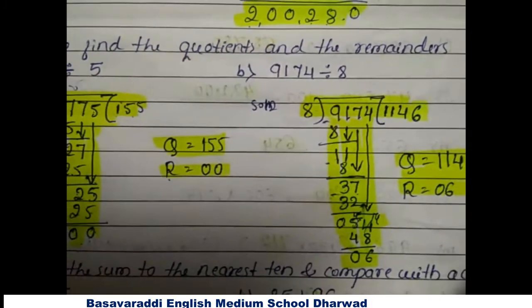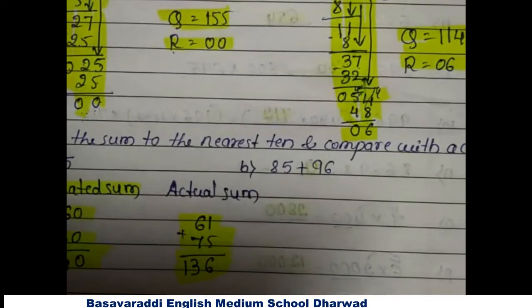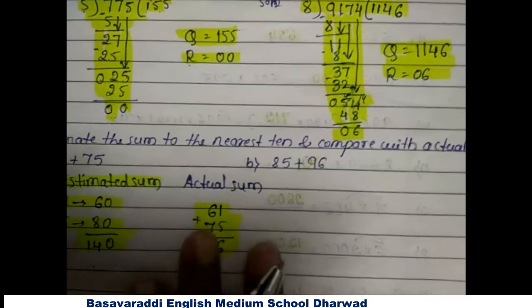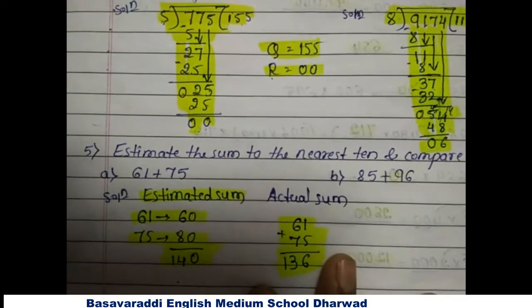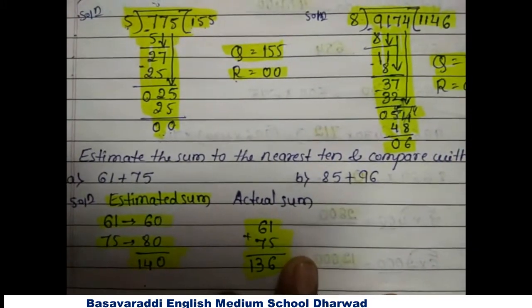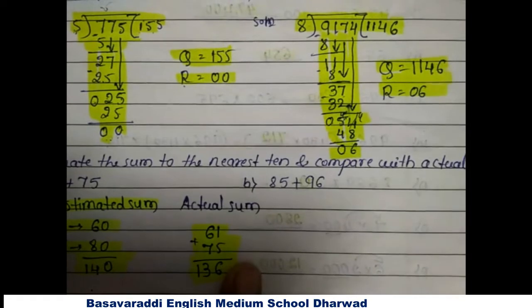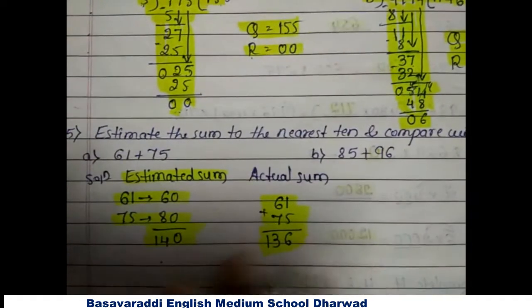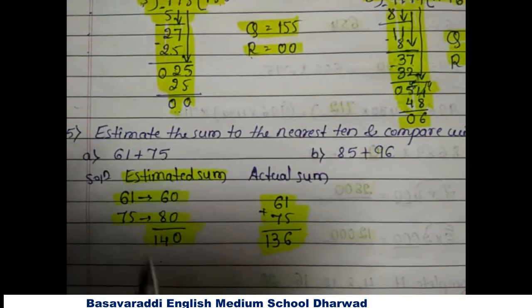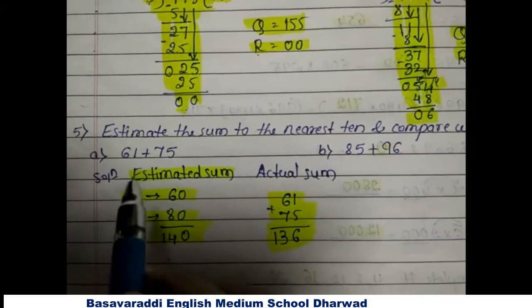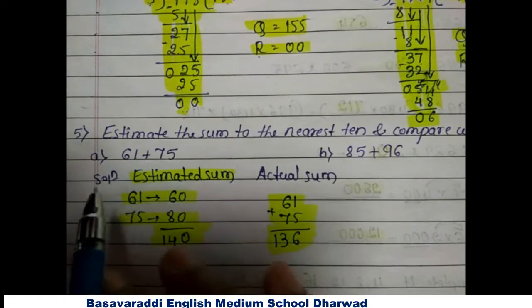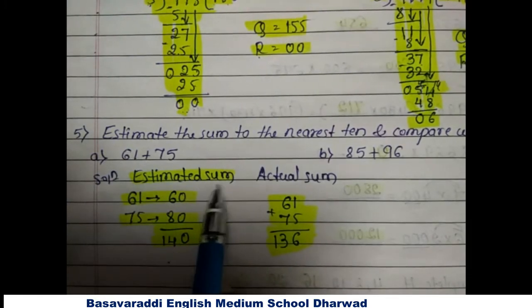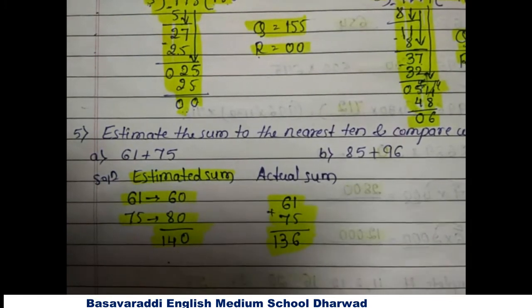Okay, next we will move to the next question, the fifth question. Estimate the sum to the nearest 10 and compare with the actual sum. The first one, 61 plus 75. Yes, there are two steps in the first problem: the estimated sum, and after that the actual sum.